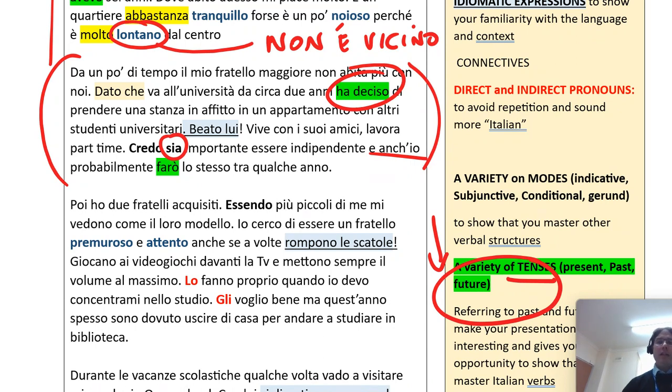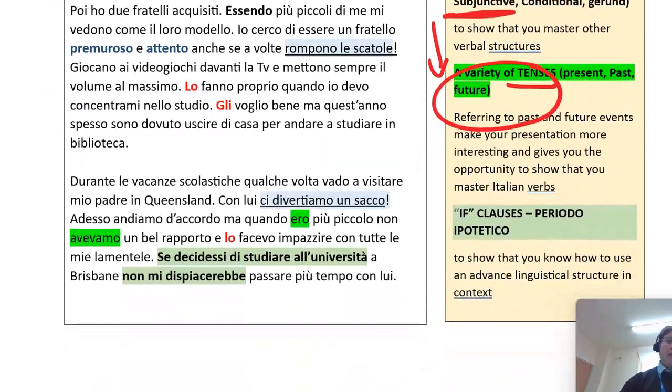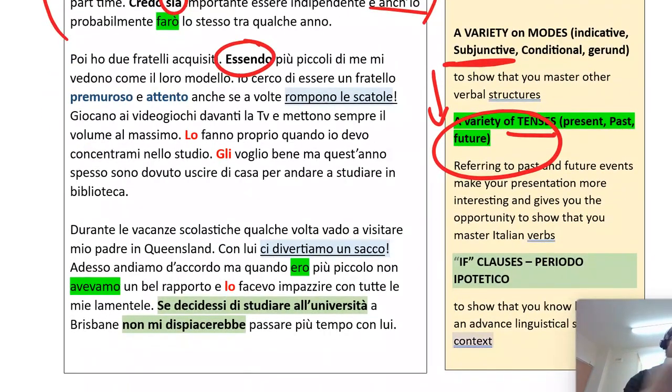And if we notice, even here, credo sia importante, credo che sia importante. This is the subjunctive, which is used after the verb credere, I believe. It's important to be independent. So let's go down here. We've got a gerund, which is another mood.